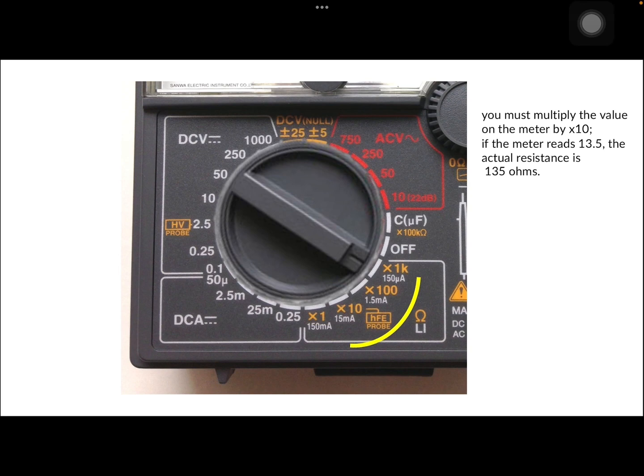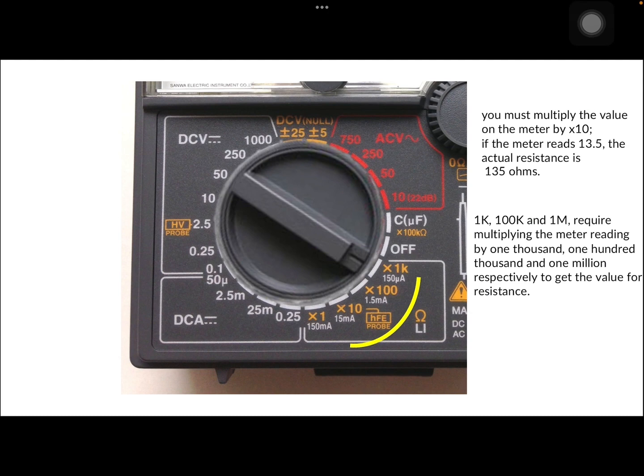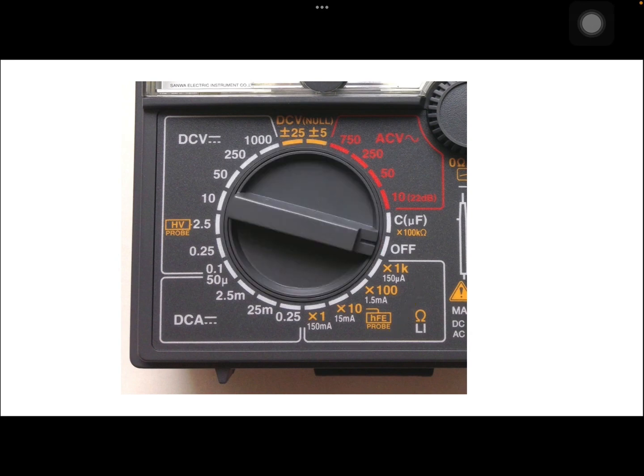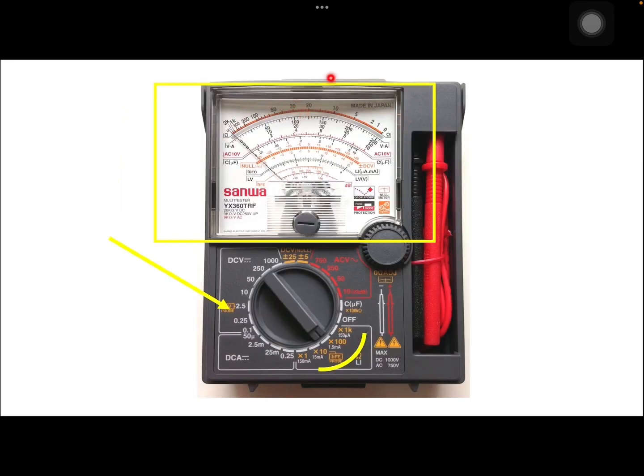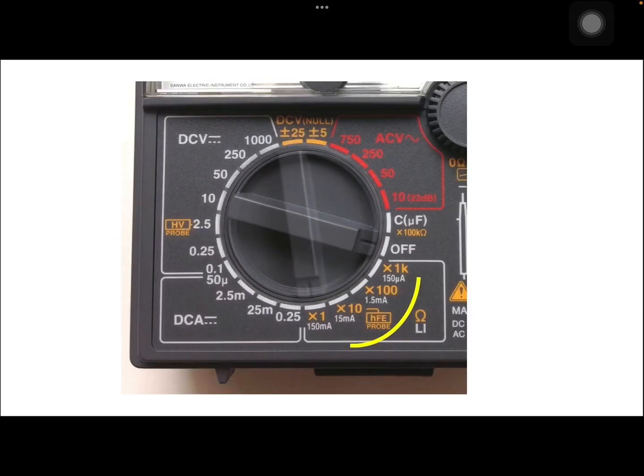All you have to do, students, is you must multiply the value on the meter by times 10. Example, kapag nasa 10 siya, yung ating range selector knob. For example, if the meter reads 13.5 ohms, the actual resistance is 135 ohms because we will multiply the 13.5 with the range times 10. So therefore, magbabasa din tayo dito sa ating range selector knob, hindi lang pala doon sa basa ng ating multitester or ng ating pointer. So basahin natin to dito and we will multiply it sa anong range ang ating range selector knob.